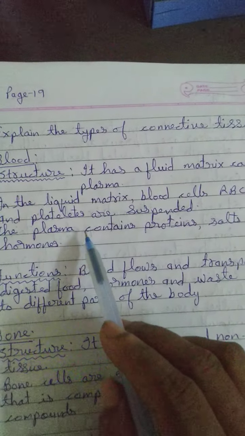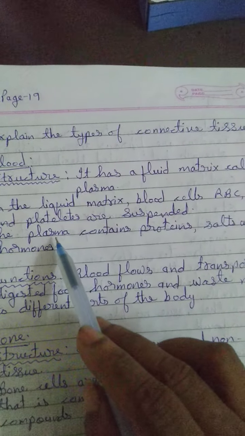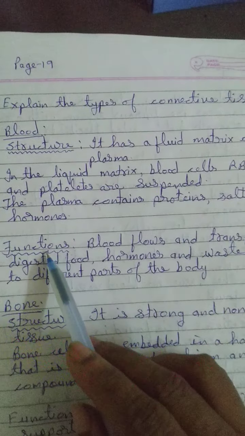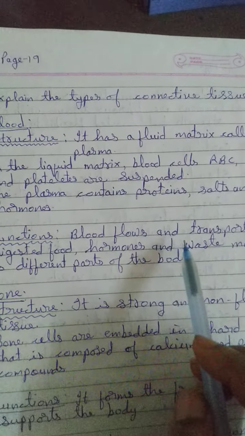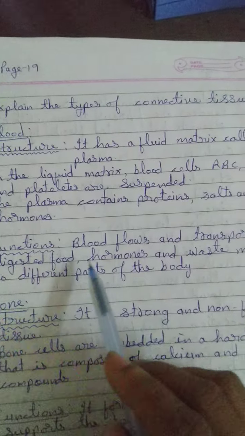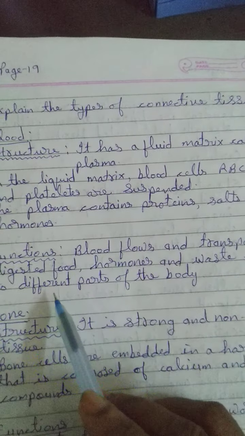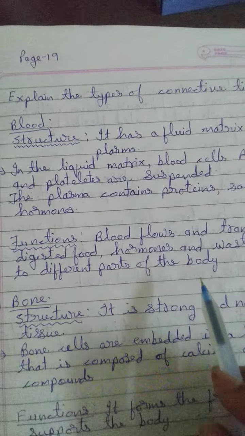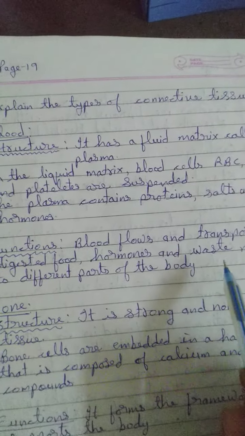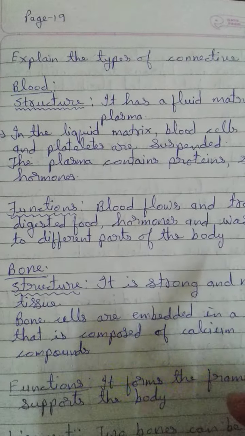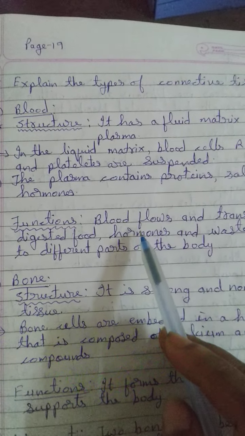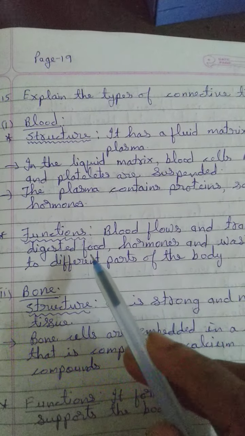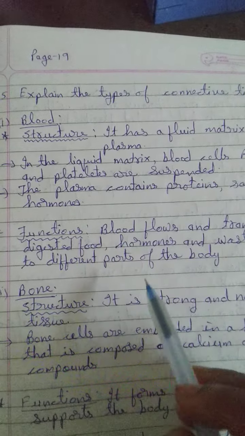The plasma, the liquid part, is made up of proteins, salts and hormones. The function of blood tissue: blood flows and transports different substances like digested food, hormones and waste material to the different parts of the body. That means it transports food, hormones and excretory substances from the cells to the excretory organs, or from the glands the hormones are taken to their target site. The digested food is taken from the alimentary canal, that is from the small intestine, to the various organs.